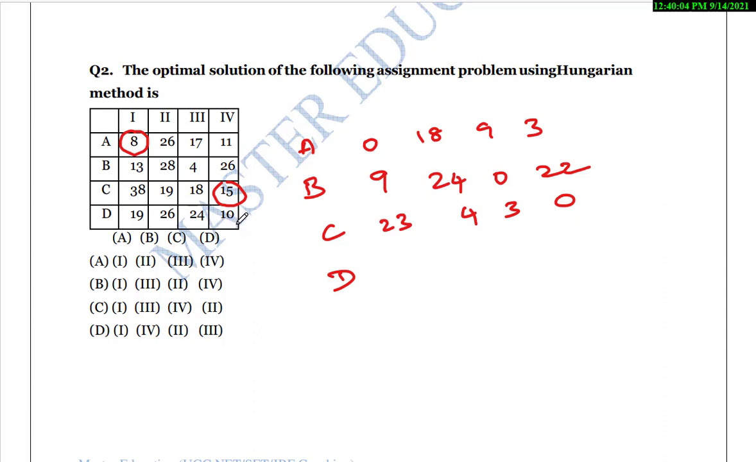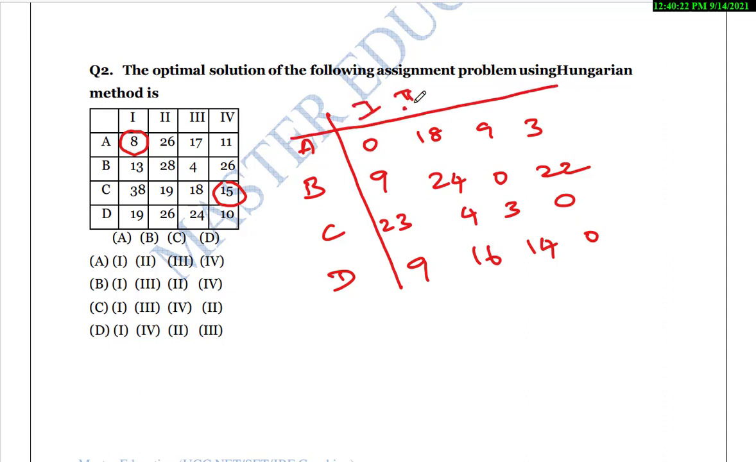The smallest element is 10, right? Subtract it from all the elements. So 19 minus 10 is equal to 9, 26 minus 10 is 16, 24 minus 10 is 14, and 10 minus 10 is 0. Now we have to check whether we reach the feasible solution or not. In the first row you got a 0, in the second row a 0, in the C row a 0, and in the D row also a 0. But we have to check the columns also.